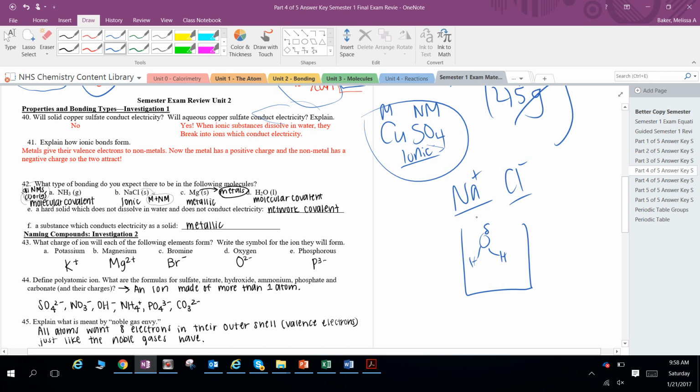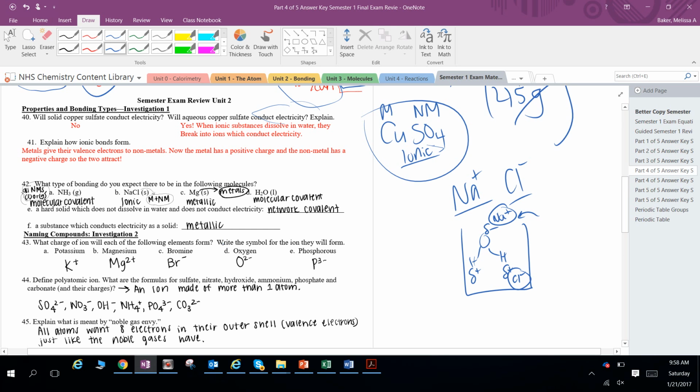So the reason it does that is because water molecules are so polar. Oops, I meant for that to be a partial negative, and these are partial positives. They literally pull that sodium away from the chlorine. And now it makes sense electricity can travel through something because electrons need these positive and negative charges in order to flow through.